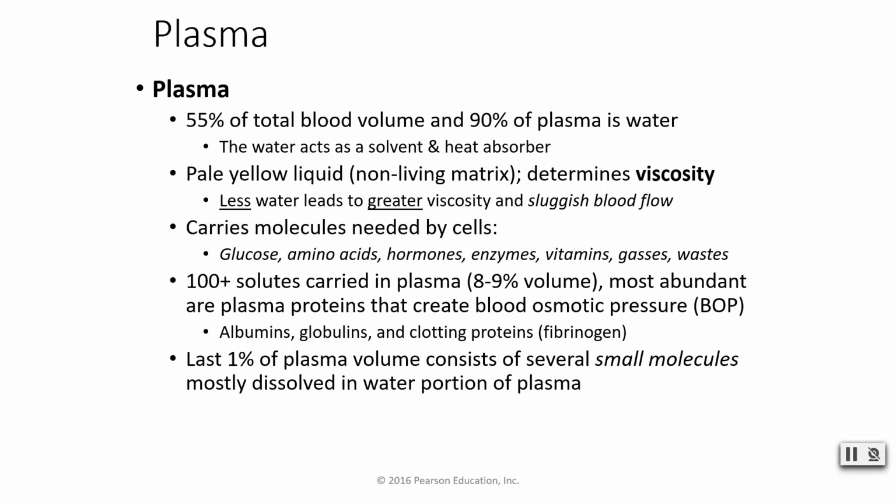One of the most important solutes that we will be discussing are albumins. Okay, globulins or your immunoglobulins play a role in your immune defense system, and then clotting proteins like fibrinogen. These plasma proteins, specifically albumin, play a role in something called blood osmotic pressure, or BOP. Okay, I love saying BOP. All right, so now you know what BOP is, blood osmotic pressure. We are going to talk a lot about blood osmotic pressure when we talk about your cardiovascular system. So just kind of keep in mind albumin, BOP, albumin, BOP.